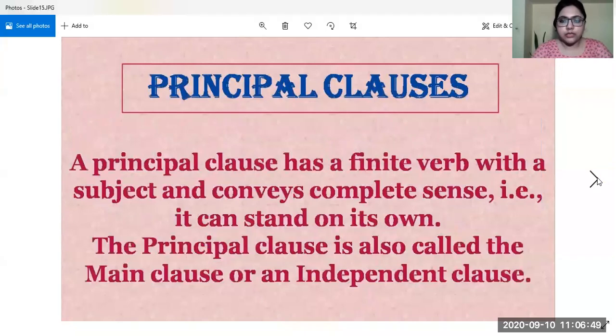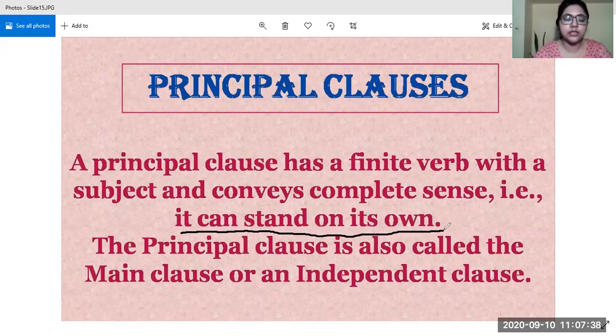Now, what are principal clauses? A principal clause has a finite verb with a subject and it conveys the complete meaning. That is, it can stand on its own. The principal clause is also called the main clause or independent clause. So the main point over here is to note that it can stand on its own. It doesn't need anything to give support to it. That is why it is a principal clause, also known as an independent clause or main clause. And of course, since it is a clause, it will need a subject and a finite verb. That is a must for all clauses.